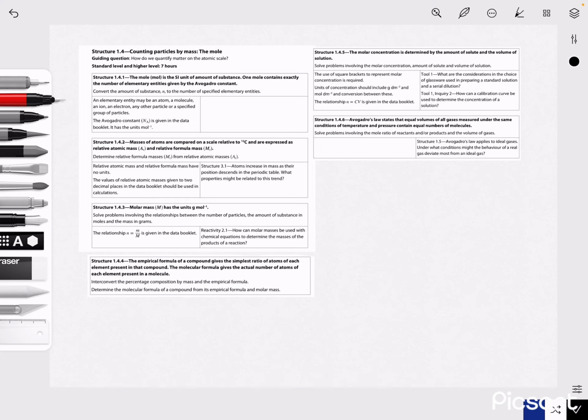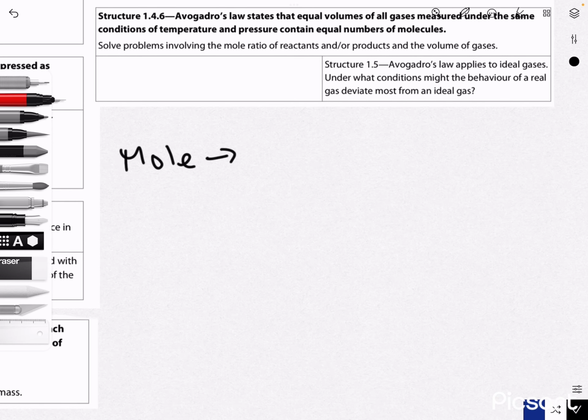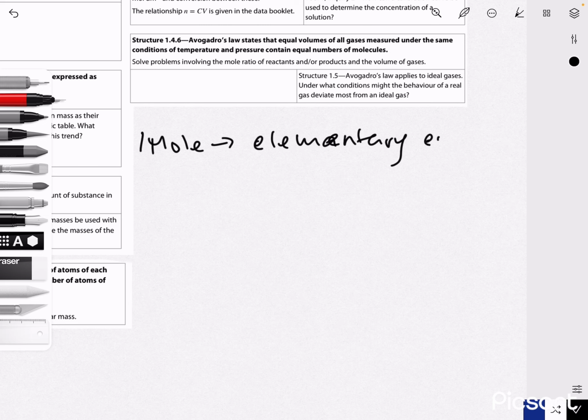So 1.4.1, what you have to know is what is a mole? A mole is a unit expressing an amount of substance, and 1 mole is equal to the number of elementary entities. This can be atoms, molecules, ions, electrons, etc., in comparison to 12 grams of pure carbon-12.